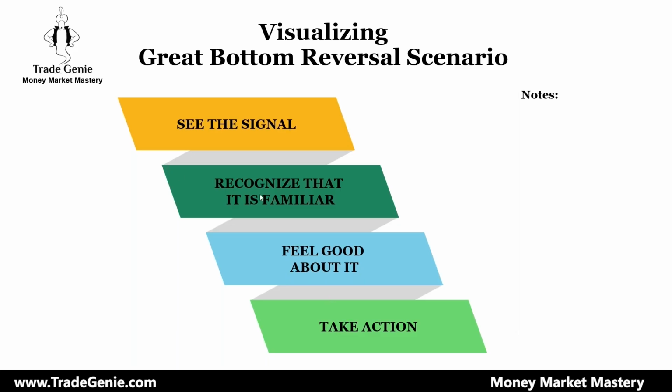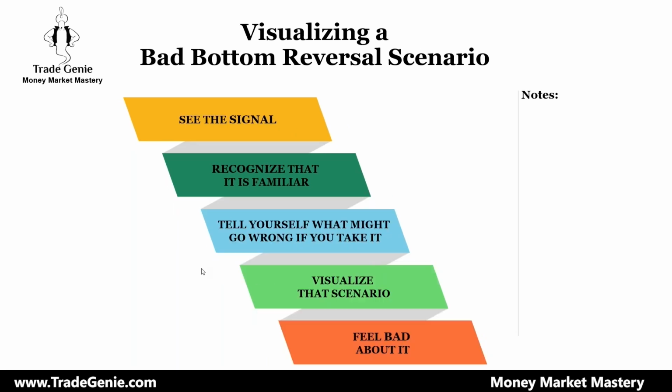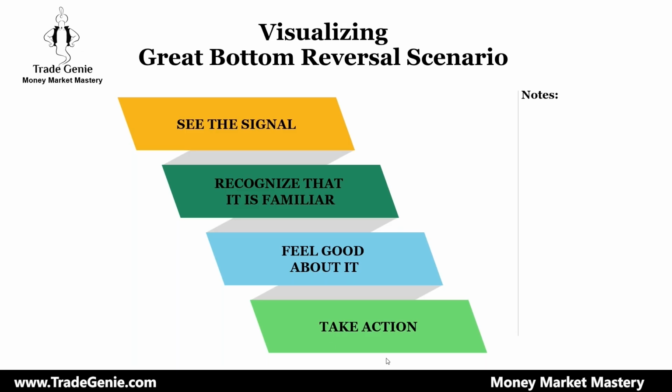So you see the signal, you recognize it's familiar, and instead of visualizing all that bad scenario, which is here, tell yourself what might go wrong, and then you start visualizing all that bad scenario, you're not doing that. You're feeling good about it, and then you take action. If you keep this on a sticky note on your monitor, you say, okay, I see the signal, I recognize that it's familiar, and I'm really feeling good about it, and then you take action. When you take action, what mental state do you have? This is also important. In what mental state do you take a bold, courageous action, or do you take a timid one?